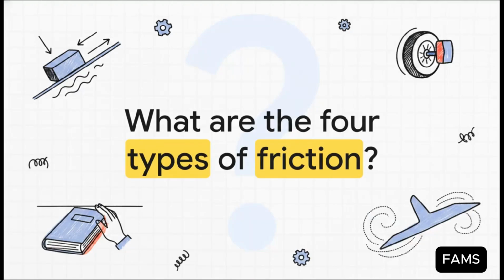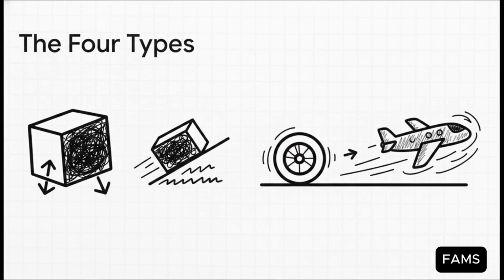Okay, question 1. Let's see if you remember. What are the 4 distinct types of friction? I'll give you a second to lock your answer in. Got it? The answers are static friction, sliding friction, rolling friction, and fluid friction. Awesome job if you got all 4.